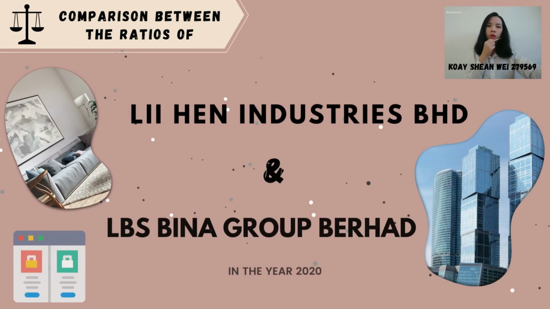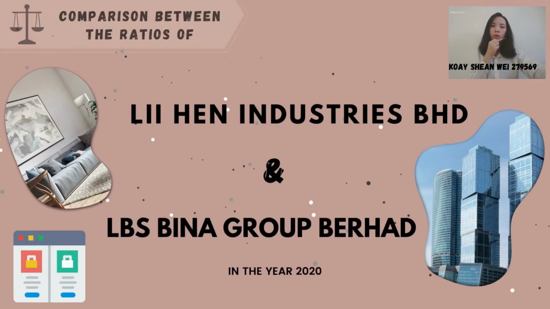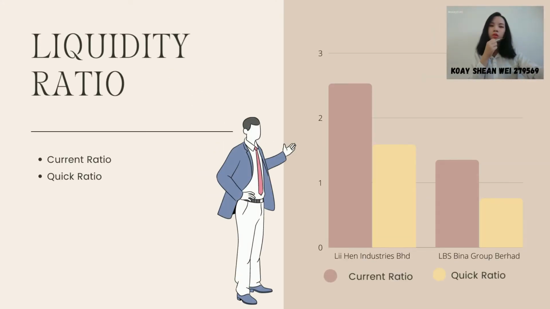So now we proceed with the comparison between the ratios of the two companies. The first type is liquidity ratio.